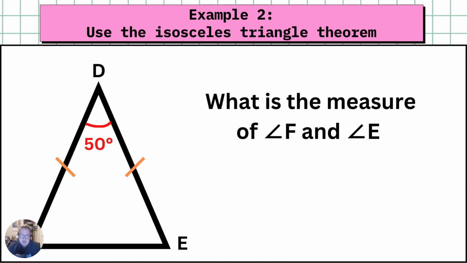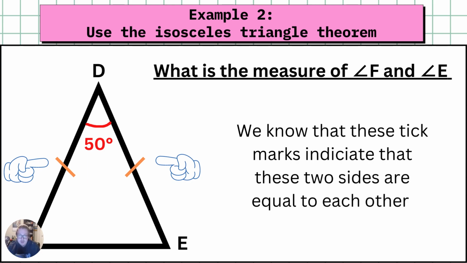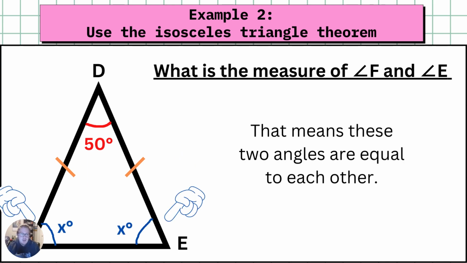So what's going to happen is, I'm taking a look at this triangle. First thing I'm going to say is, what kind of triangle is this? Well, I see a triangle with two equal sides, right? We know those tick marks mean that those two sides are equal to each other. So if those two sides are equal to each other, this is an isosceles triangle, two equal sides, which means those angles at the bottom are also equal to each other.